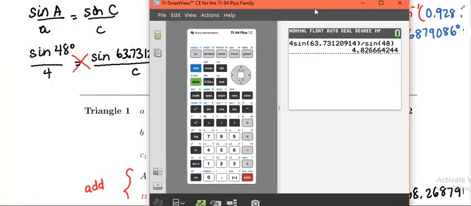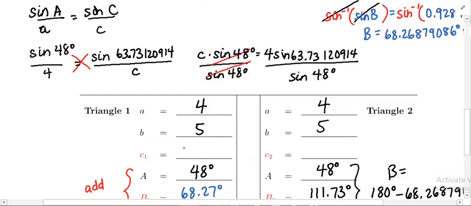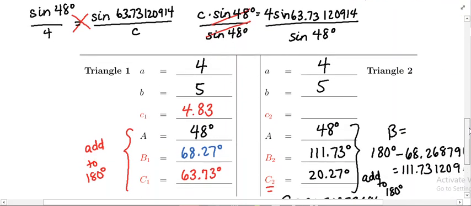I'm going to go ahead and write this down. I will just round this. If I round it to 2 decimal places, this is going to be 4.83, whatever units length is measured in. So we have all the components for triangle 1.